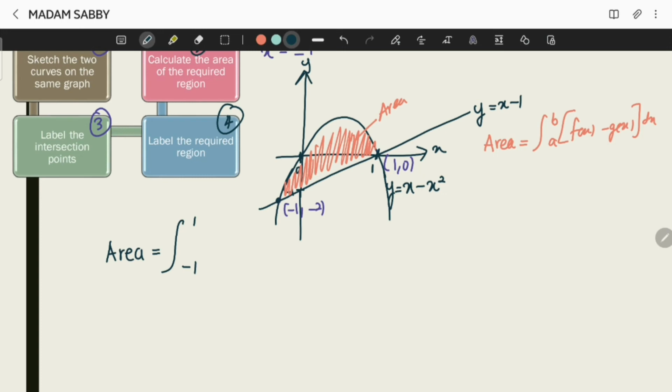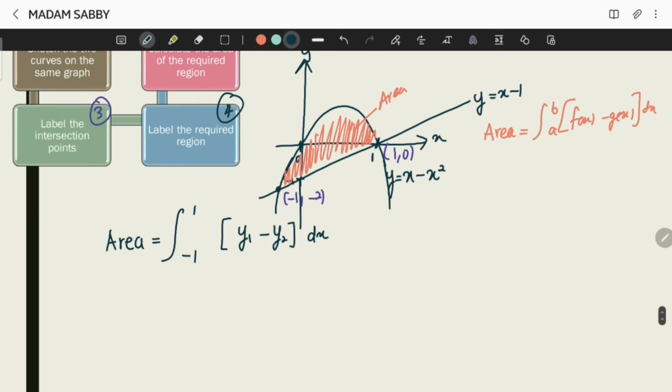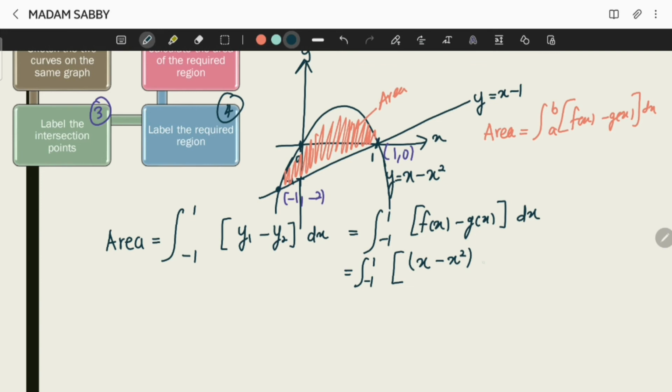Okay, so your y1 minus y2, dx, which equals the integral from negative 1 to 1 of (f(x) minus g(x)) dx. Then we're going to substitute, which is x minus x squared, minus (x minus 1), then dx.